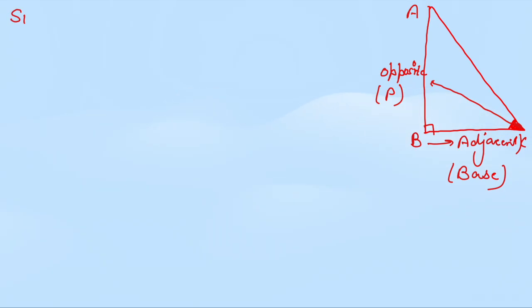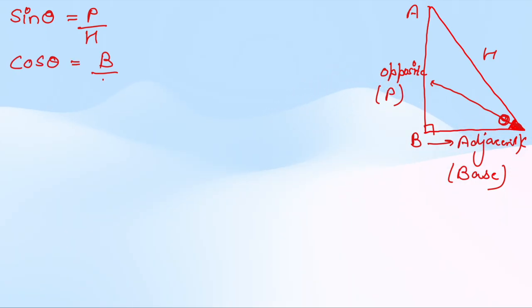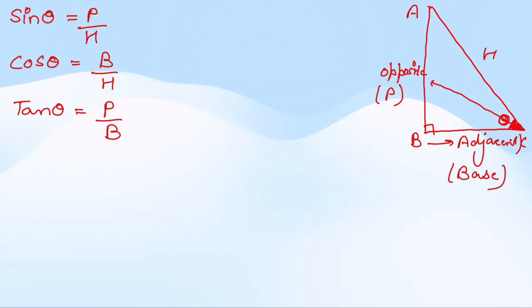What were those? The first one was sine theta, meaning sine of angle theta, if this angle is theta. So this may vary according to the angle. For more clarification on this, you can watch part 1. Sine theta was P by H, where H is the hypotenuse here. Then cos theta was B by H. Then tan theta was P by B.